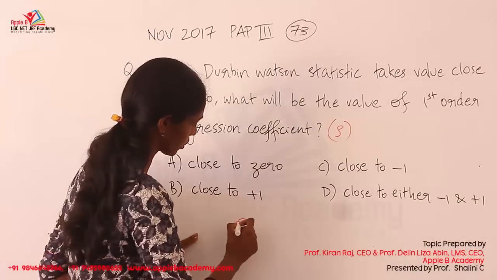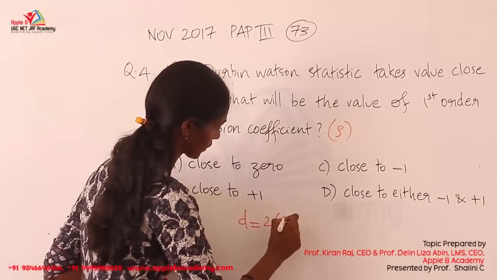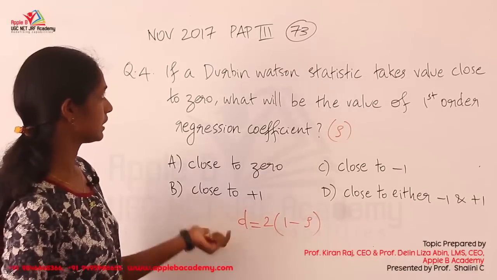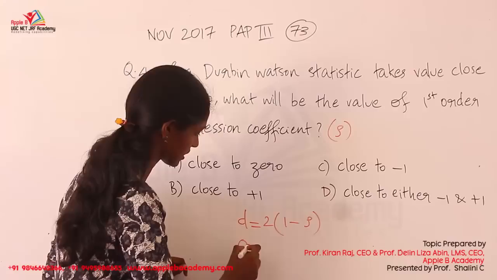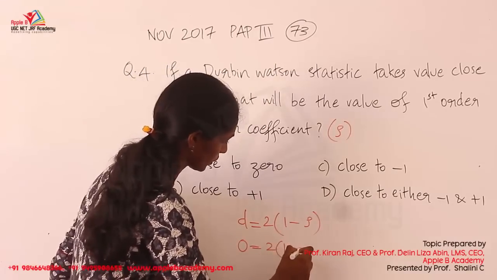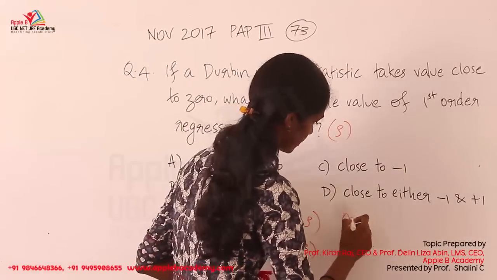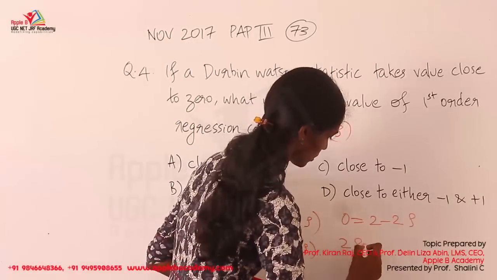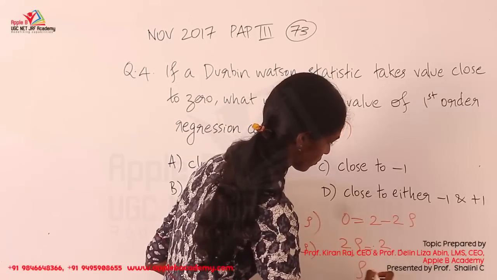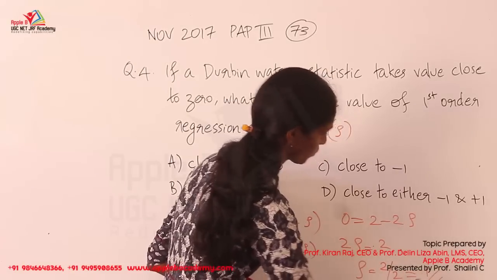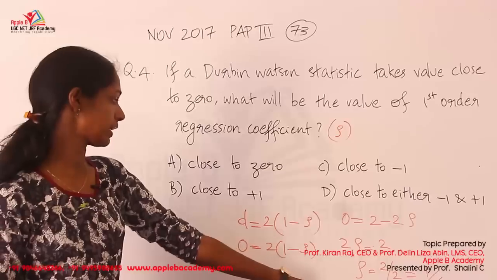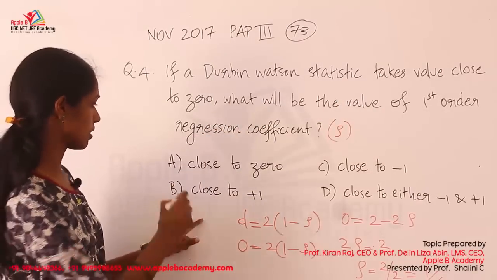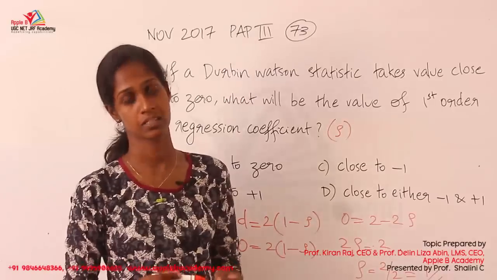So we have the Durbin-Watson equation as D is equal to 2 into (1 minus rho). So we know the value of D. D takes value close to 0. So say D is equal to 0. 0 is equal to 2 into (1 minus rho). So we have 0 is equal to 2 minus 2 rho. Taking 2 rho to the side, 2 rho is equal to 2. So rho is equal to 2 by 2, which is equal to 1. So rho takes the value close to 1 when the Durbin-Watson statistic takes the value close to 0. So close to plus 1. Option B would be the answer.